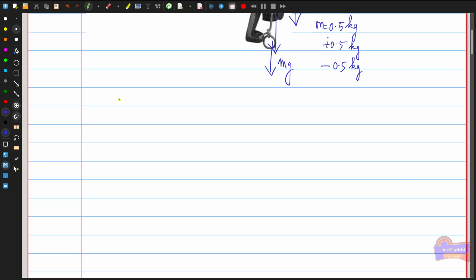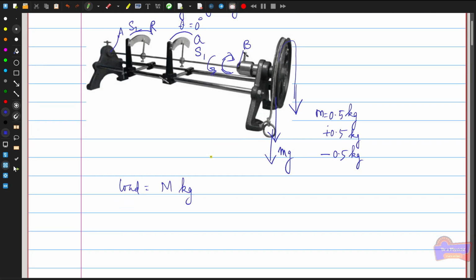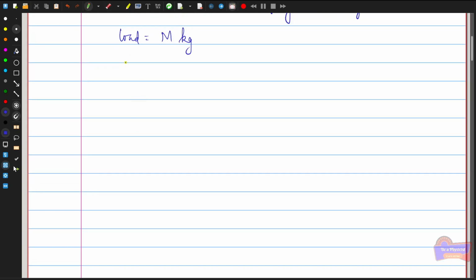The readings in the last column give the twist for the load of some m kg. For example, the load is given as some m kg. The total weight we have added is m kg, and you measure the length of this distance from Q to R, which is taken as L of the rod.